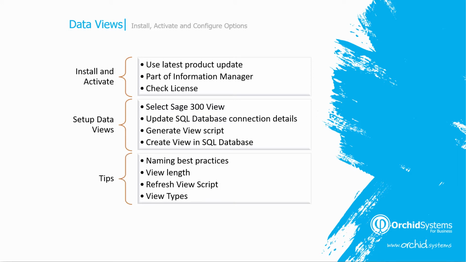We suggest you consider some naming best practices that make it easy to find the view and ensure that the view is never going to be a Sage 300 standard table name. The view length is limited to 2,500 characters. You may need to refresh the view script if you've added a new optional field, and you may need to create a new view type. In the script, you can also save your own script.